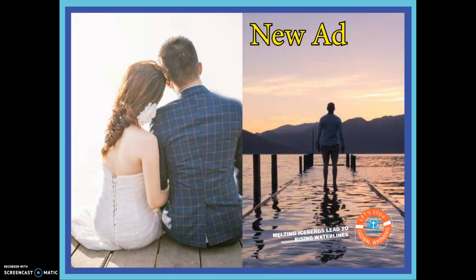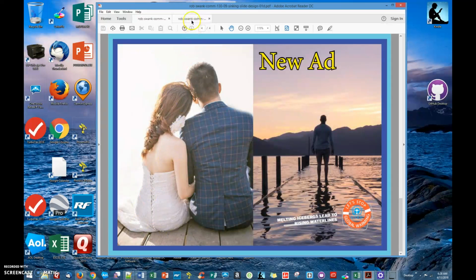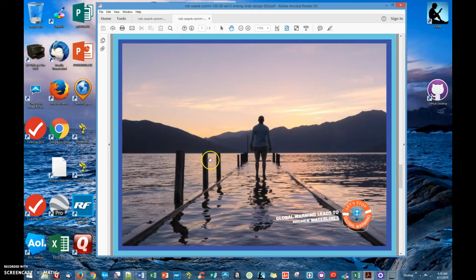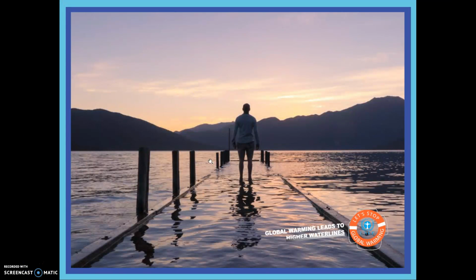So at the time, I put the ad out to my peers in the draft form, and they confirmed my concerns about people not really understanding the reason for the two pictures side by side. So I ended up going back to just the single picture of the man standing on the dock.